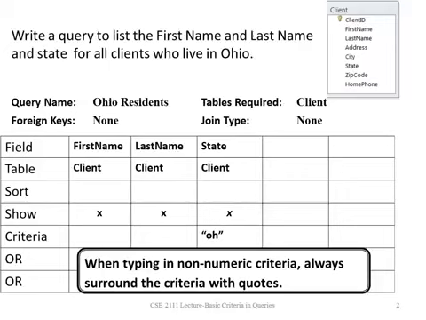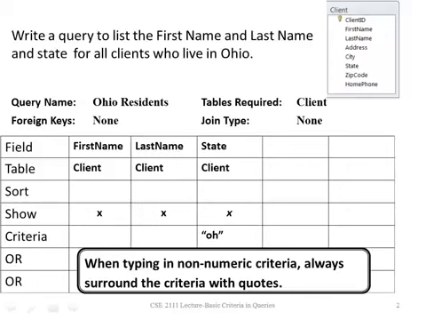In the criteria row, under the state column, we have a criteria of OH. We are looking for OH in every record in the state field. The OH is surrounded by quotes, so when you're typing in non-numeric criteria, you must always surround it with quotes.